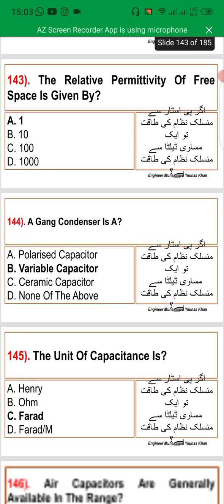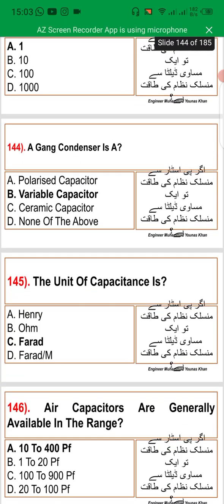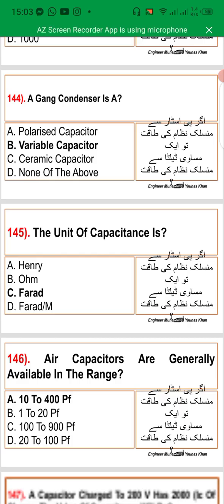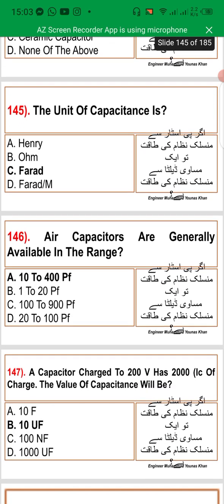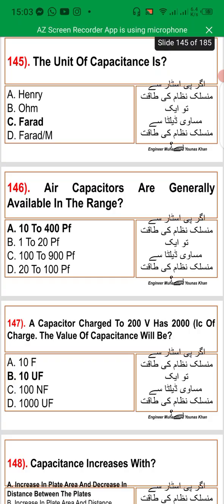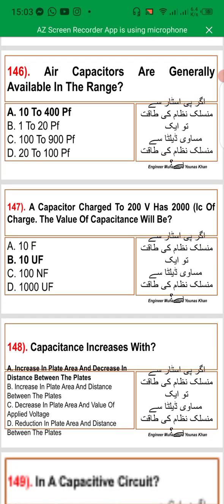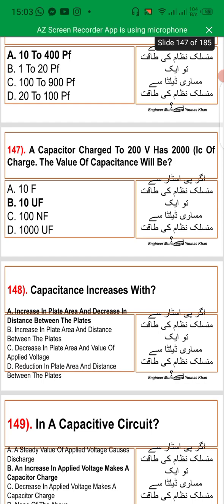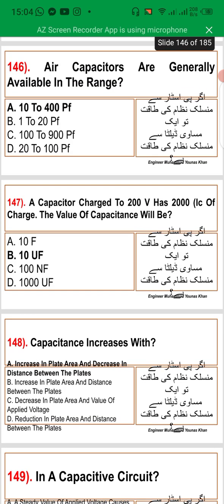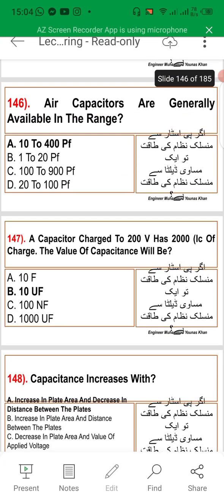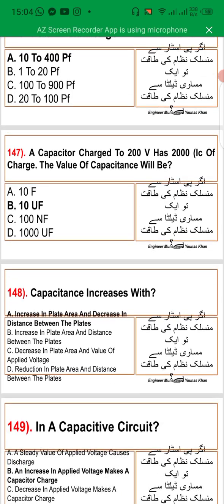The relative permittivity of free space is given by 1. A gang condenser is a variable capacitor. The unit of capacitance is farad. Air capacitors are generally available in the range 10 to 400 picofarad.